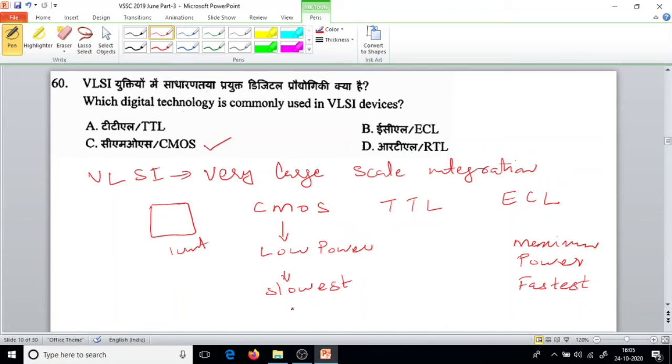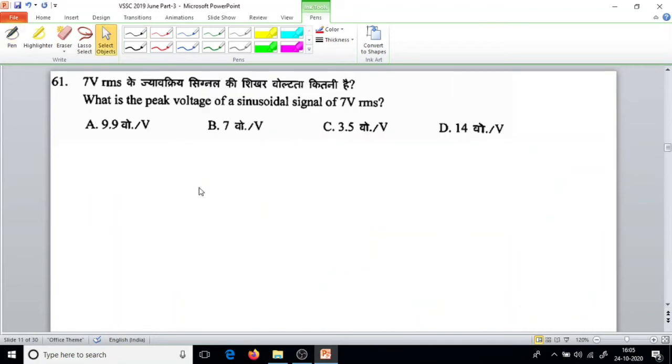And for noise immunity, CMOS has the highest, around 1.5 volt. In TTL, it is only 0.5 volt. And in ECL, it is around 0.16 volt. These are some differences you should know. So the answer is very large scale integration. CMOS is used for very large scale integration technology. Next question, number 61.